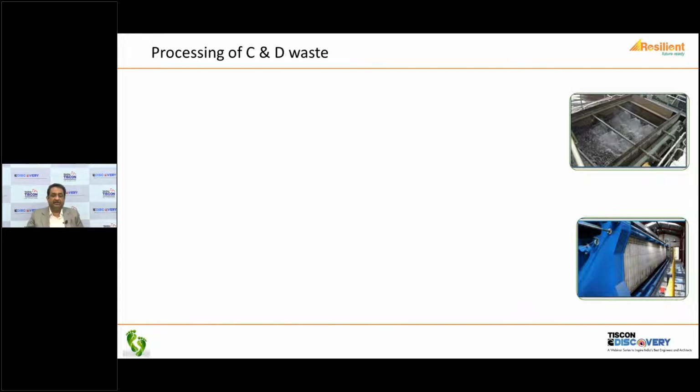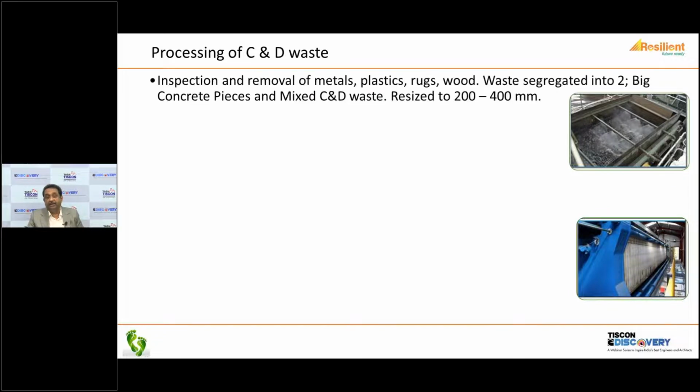First is to ensure that the proper material is properly inspected, because when it comes from different sources, there is quite a good possibility that this could be mixed with municipal solid waste. So you inspect the incoming material on the weighbridge, removing the metals, plastic, rags, and wood. This is done manually by people just picking up the plastics and the metal, and then this waste is segregated into two. One is the concrete stream, which is purely neat concrete, and the other is a mixed C&D waste.